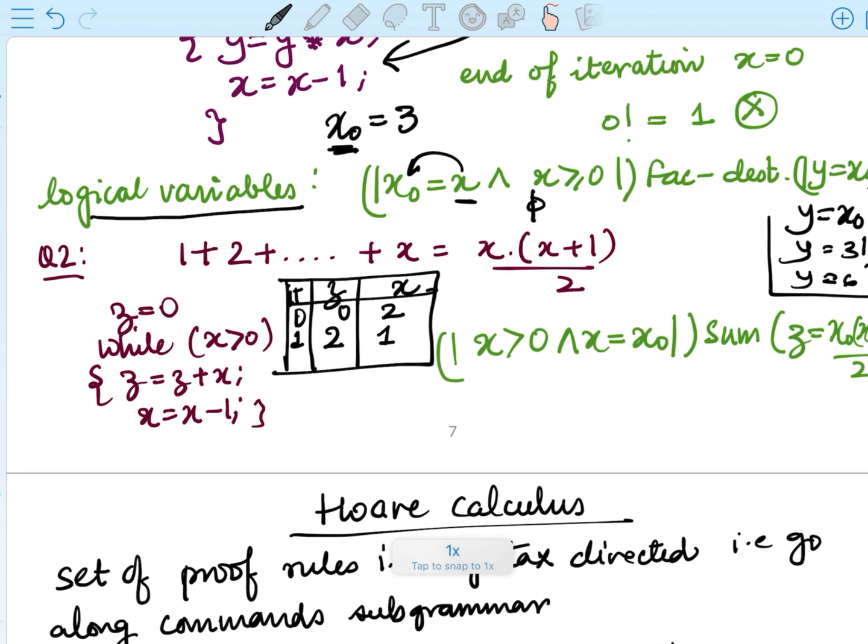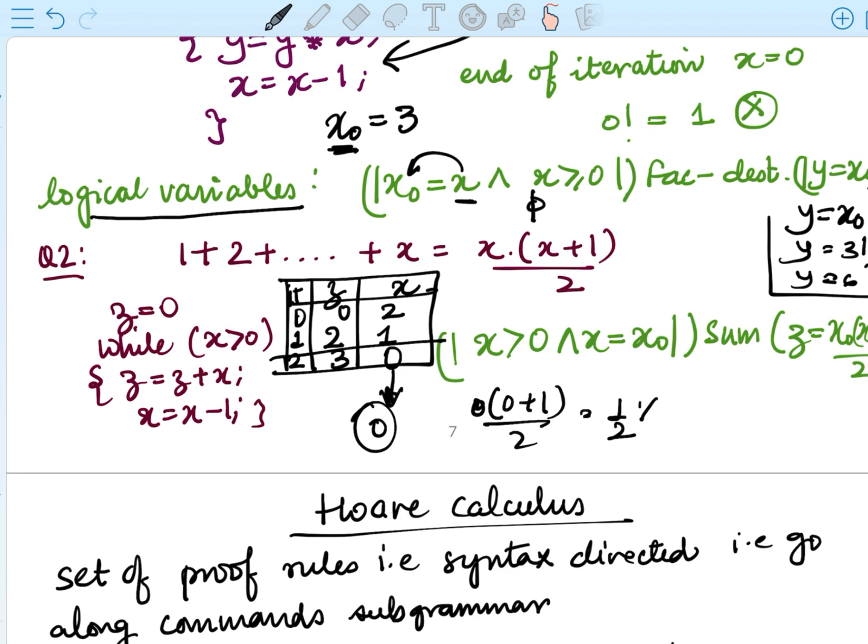X will be reduced to 1. Now 1 is greater than 0, true. In the second iteration, 2 plus 1 is 3 and x becomes 0. Here it stops. Again the value of x is 0. If you put 0 plus 1 by 2, it's 1 by 2, which is not correct. To make it the correct value, which is actually 2, you will have to put 2 plus 1 by 2, and the sum will be 3 because 1 plus 2 is 3.